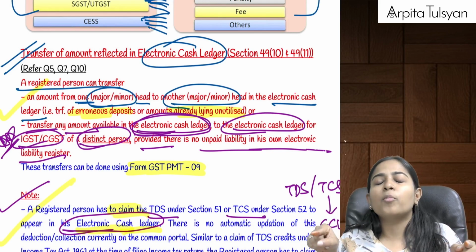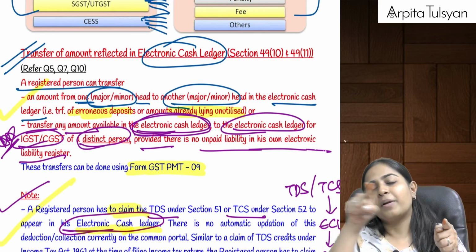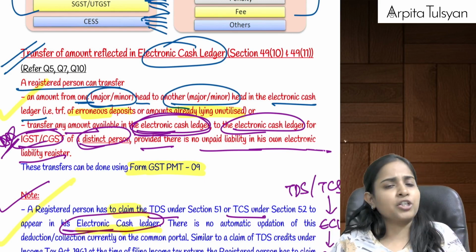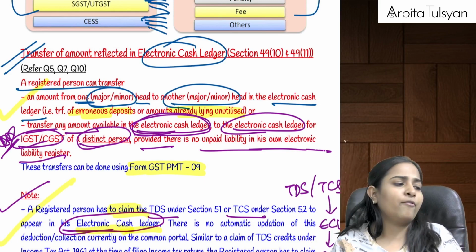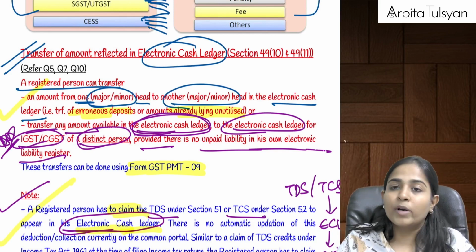Then use a form called GST PMT 09. By using this form, transfer the amount from one head to another head. There is no restriction. From any major head to any major head, from any minor head to any minor head, the amount can be transferred. There is no restriction.